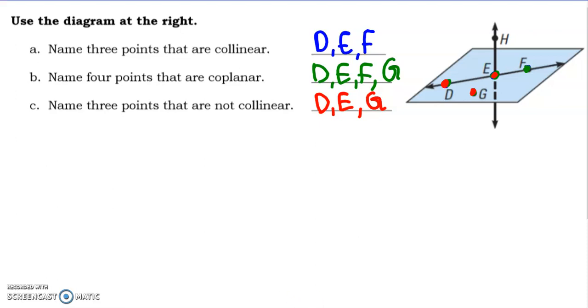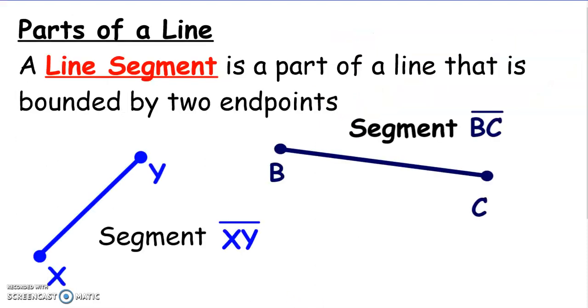The last part that we're going to talk about is different parts of a line. So we have a line segment, which is a part of a line that is bounded by 2 endpoints. So instead of a line that extends on forever in both directions, we have a line segment. So here our 2 endpoints are X and Y, so this is segment XY. We don't have to write the word segment in front of it. This bar over the top is denoting that it's a segment. Notice it doesn't have the arrows on the end because it's not a line. So we use a bar to denote a segment.